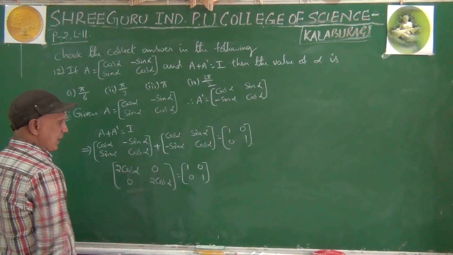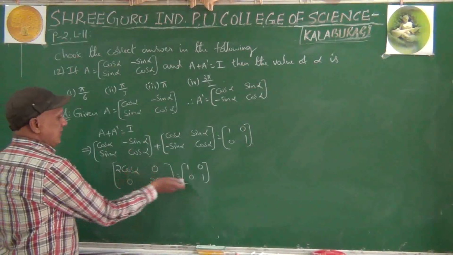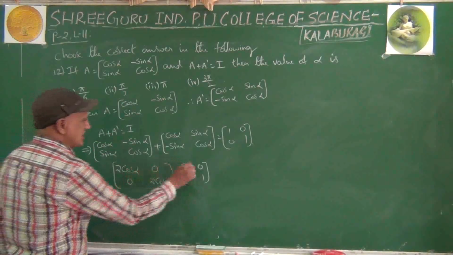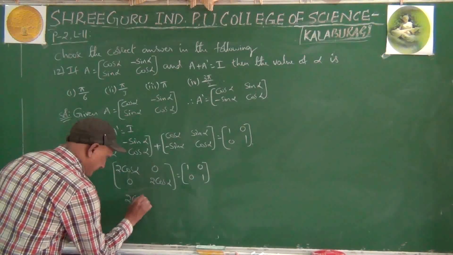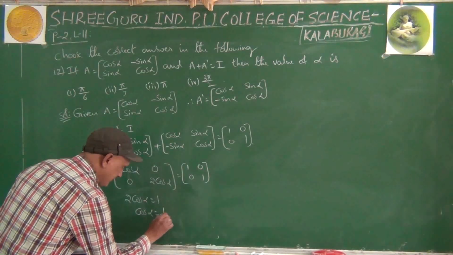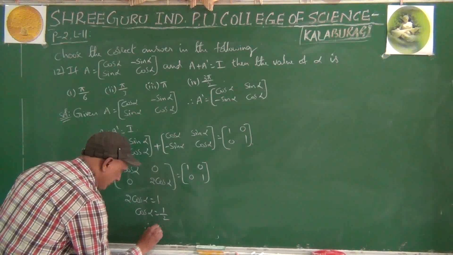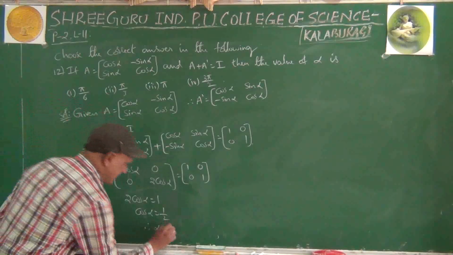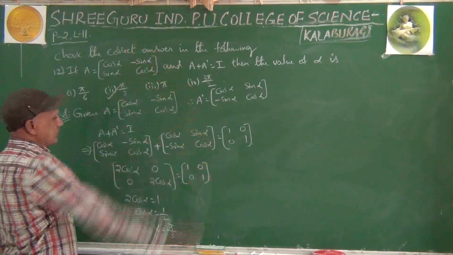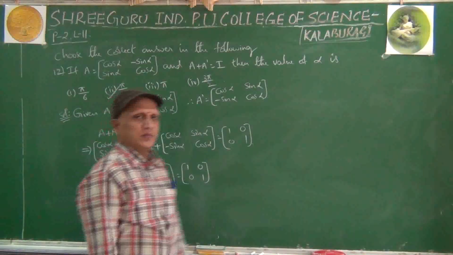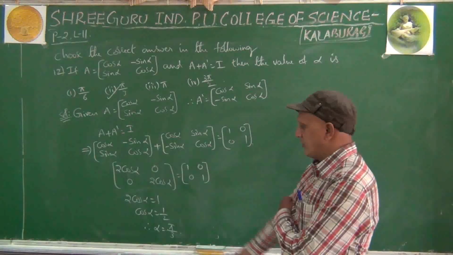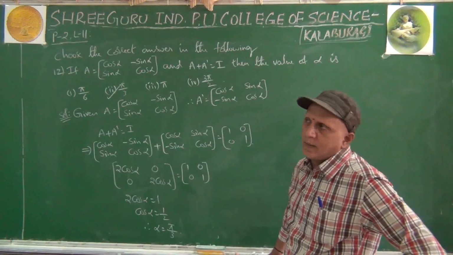Equating the matrices. How to equate? Equating the corresponding elements. 2 cos alpha equal to 1. Cos alpha equals 1 by 2. Therefore, alpha equal to 60. 60 means pi by 3. That's it. Okay? Cos 60 is 1 by 2. 60 means pi by 3.